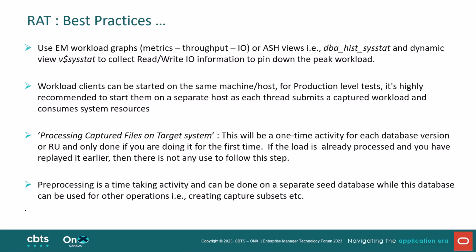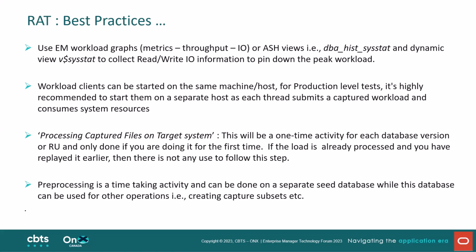Either use EM, Enterprise Manager, IO-related metrics section, which will give you some good-looking historical graphs, or you can also use ASH views or active session history views, especially dba_hist_sysstat, and its dynamic view equivalent or counterpart called v$sysstat, to get some IOPS-specific information, which you can later plot in some kind of a graph to get the time where you have the maximum number of reads and writes happening in the day. So that will be the time you would like to capture from your production.